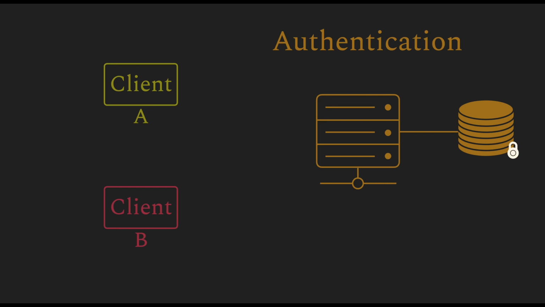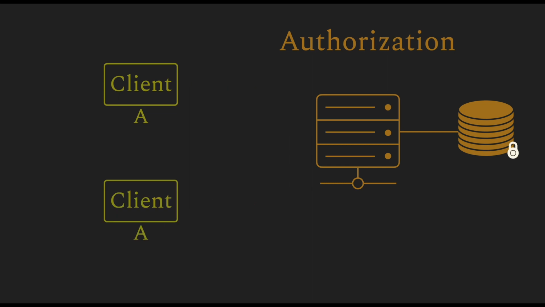In this example, client A is a known client to the server and hence has access to the data. Client B, on the other hand, is unknown and hence cannot access the data. This is based on the identity of the client and hence is a process of authentication.